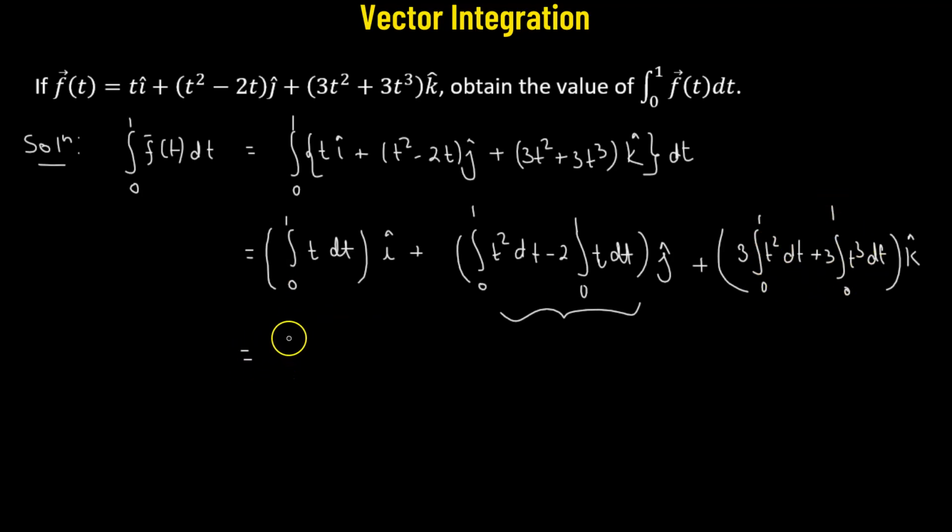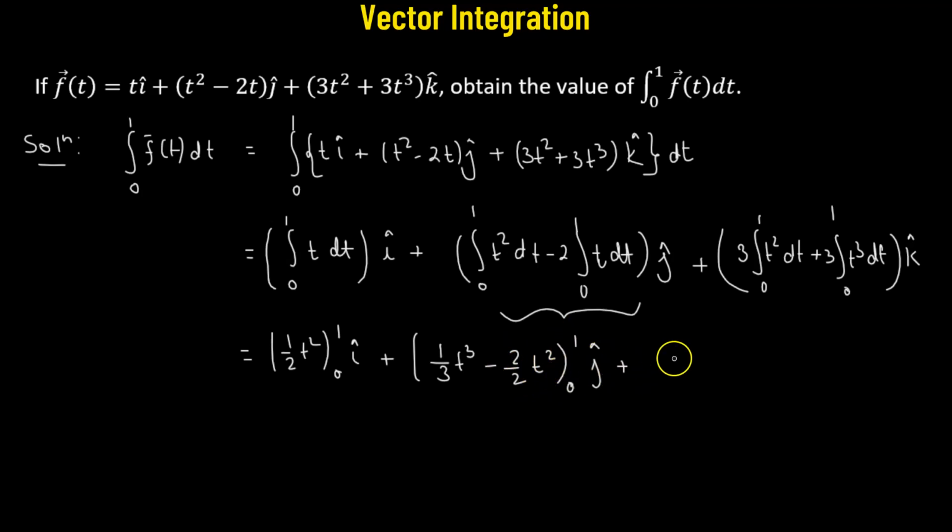The integration of t dt will be half t squared, limits going from 0 to 1, i cap, plus we have the integration of t squared, so that's 1/3 t cubed, minus the integration of 2t dt, so that will be 2/2 t squared, 0 to 1, j cap, plus 3 times the integration of t squared, which will be 1/3 t cubed, plus 3 times the integration of t cubed, which will be 1/4 t raised to the power of 4, with the limits going from 0 to 1, times k cap.